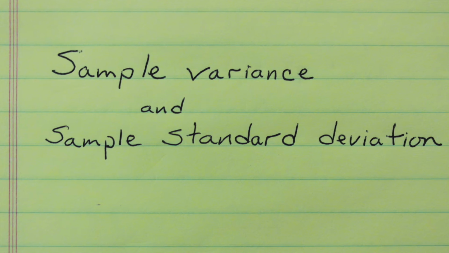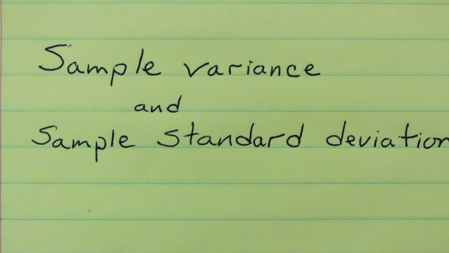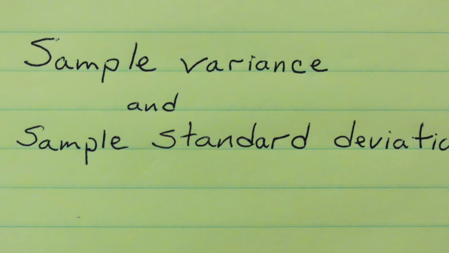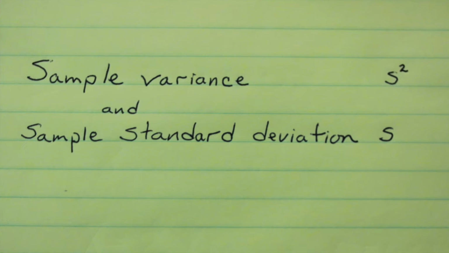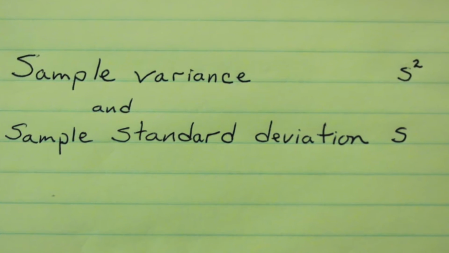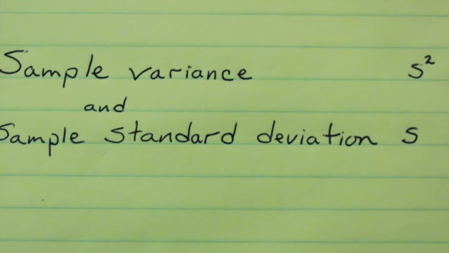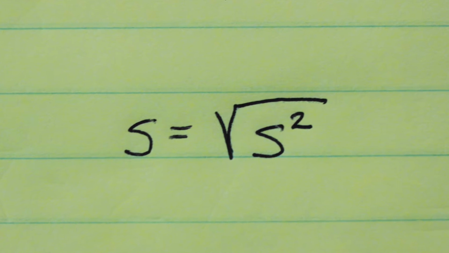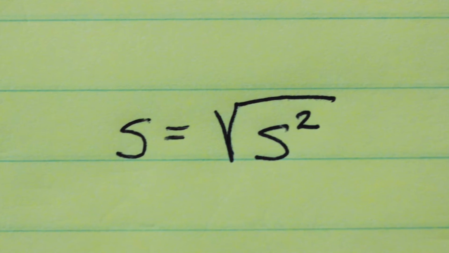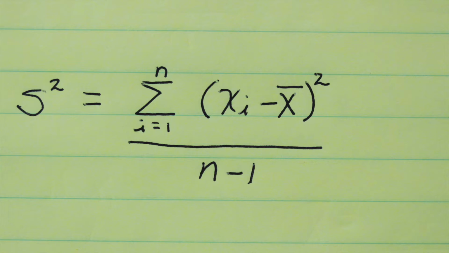Sample variance and sample standard deviation. These two measures of spread are really common, and they're closely related to each other. We will use S squared to stand for the sample variance and S to stand for the sample standard deviation. And the standard deviation is simply the square root of the variance. So let's start with the variance.